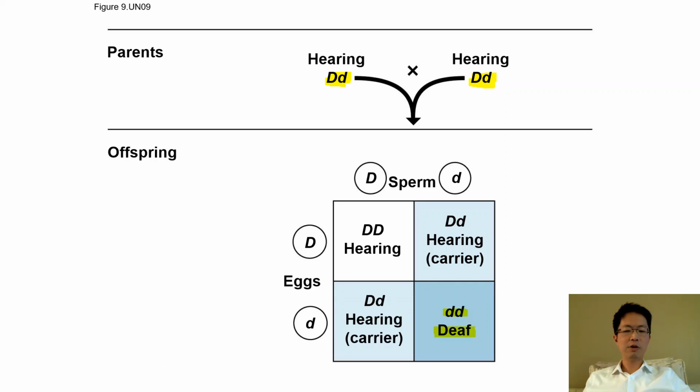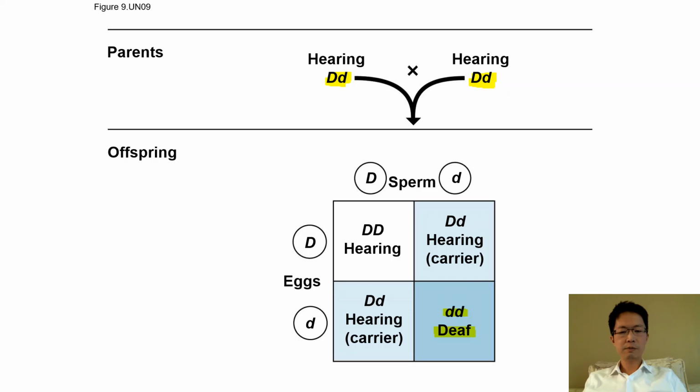I'll give you 10 seconds to do this part. 10, 9, 8, 7, 6, 5, 4, 3, 2, 1. Okay, time's up. So basically, this is the same as the Mendelian pea plant experiment.